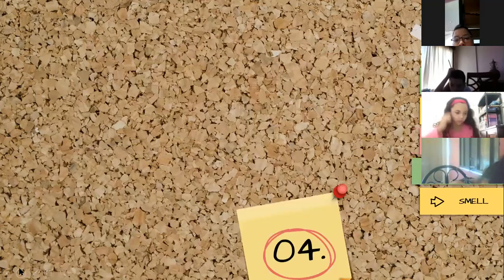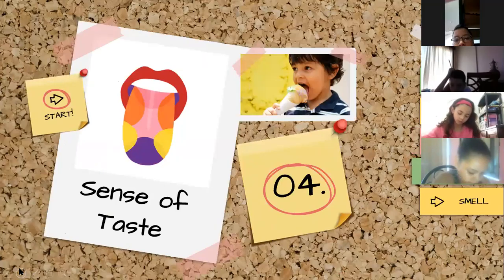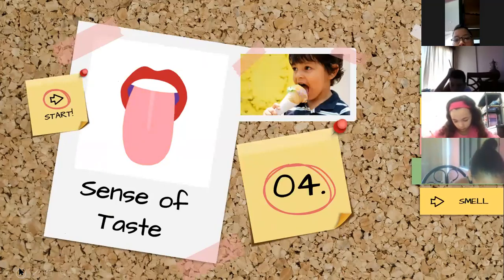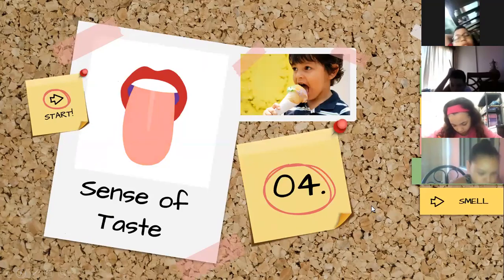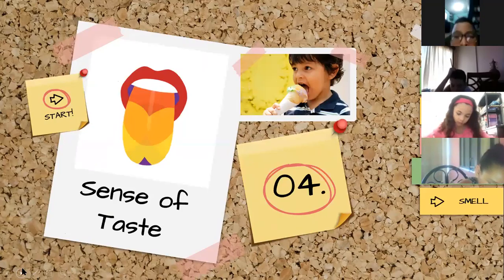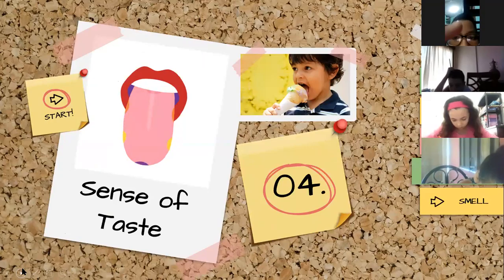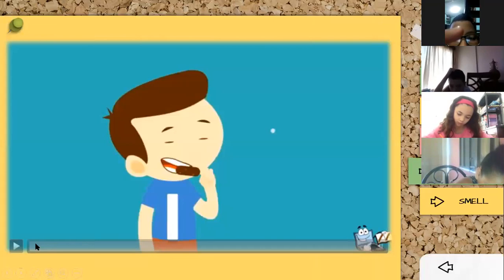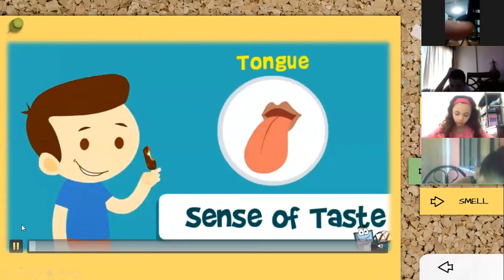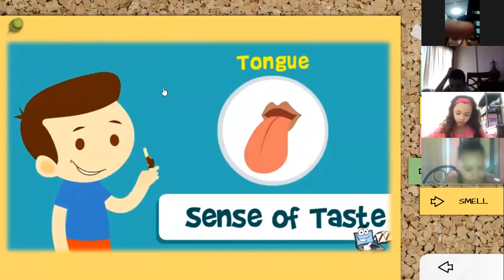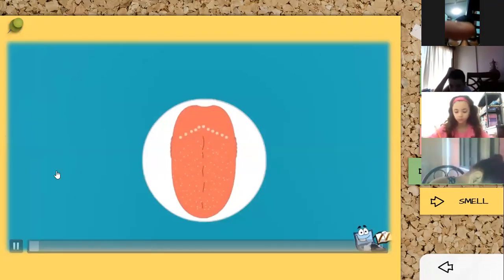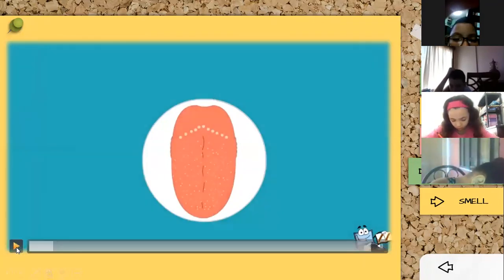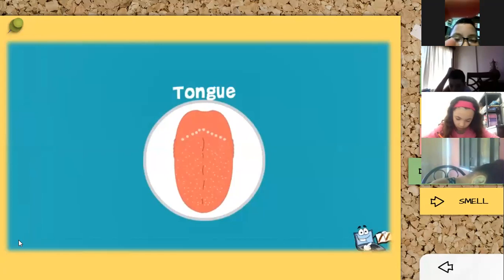Okay, let's continue with the other sense. The 4th sense is the sense of taste. Let's see how the sense of taste, which is the tongue, works in our body. Okay, pay attention. Let's learn about our sense of taste. The organ that is used for taste is our tongue.